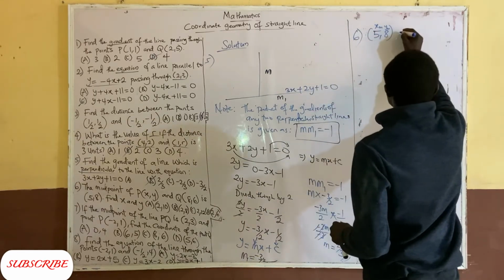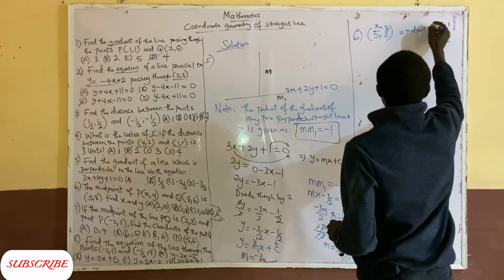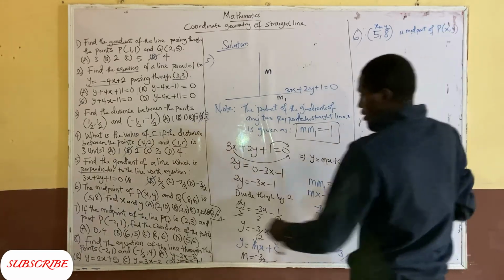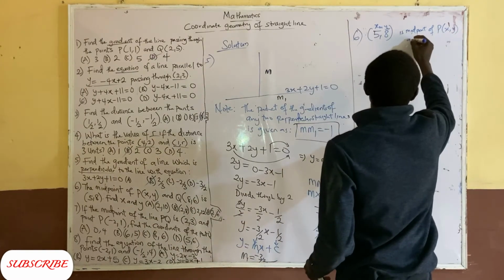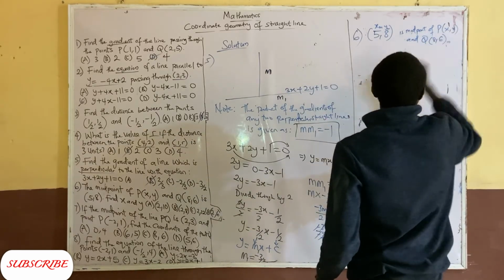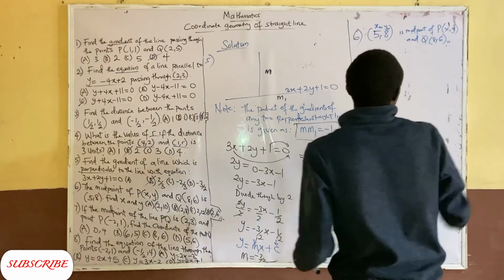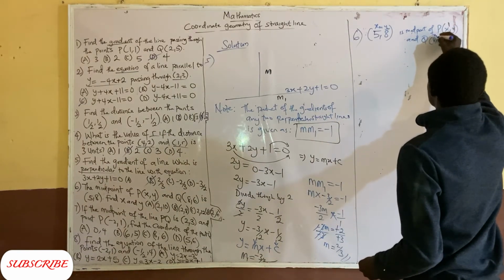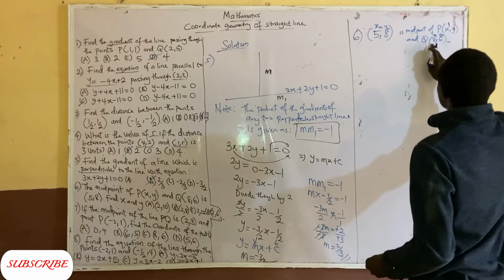XM, YM is the midpoint of P, X, Y, and Q, 8, 6. So we have to find XY. So how do you do that? This one is XY already, so call this one X1, Y1.